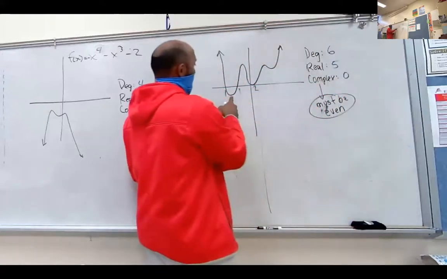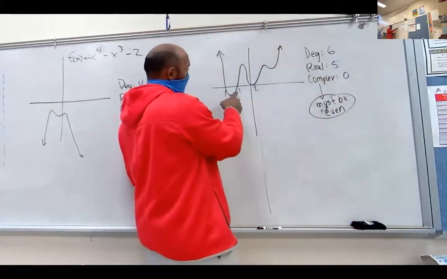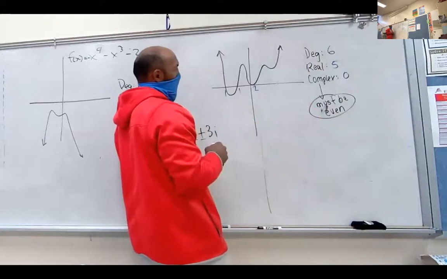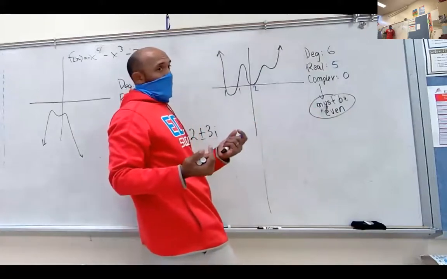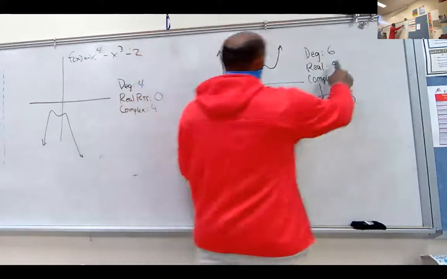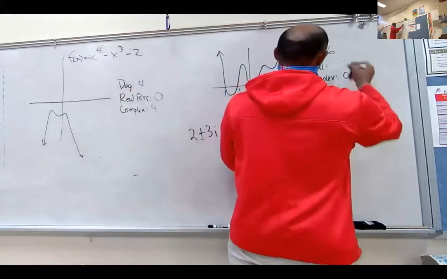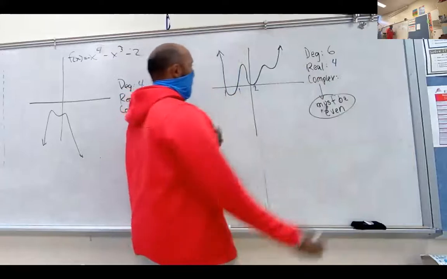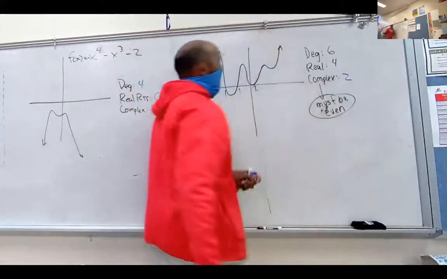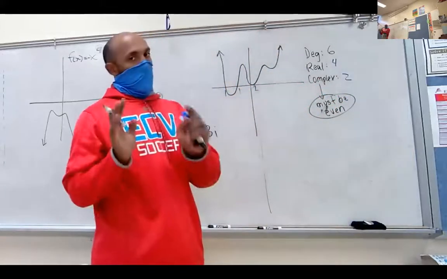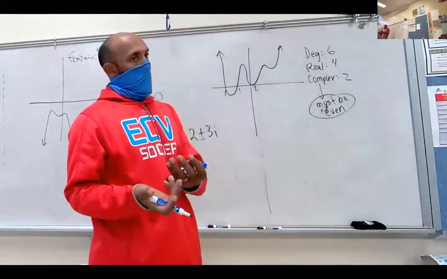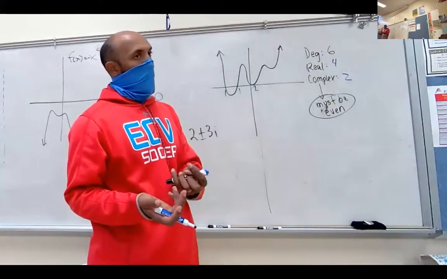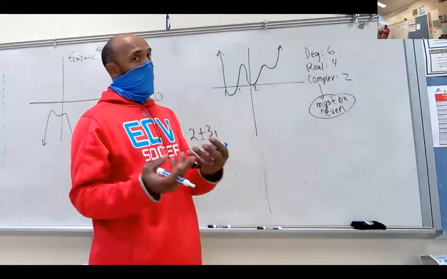And right here, we've got how many real roots total? In this case now? 4. So 4 real roots, which leaves how many complex roots? 2. So the moral of the story is that you will always have an even number of complex roots. Okay. No matter how the graph turns out, you should always have an even number.